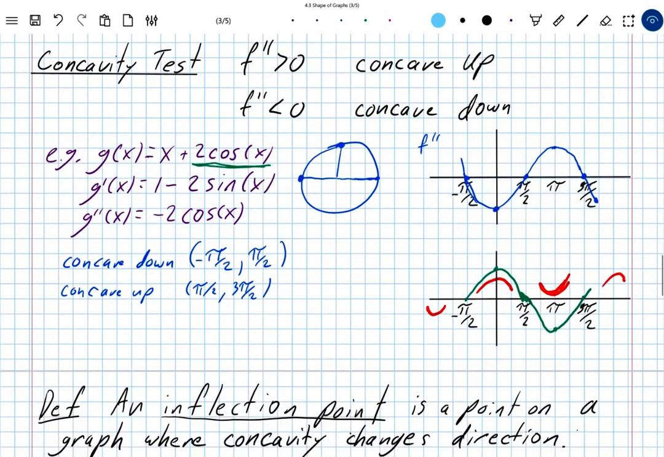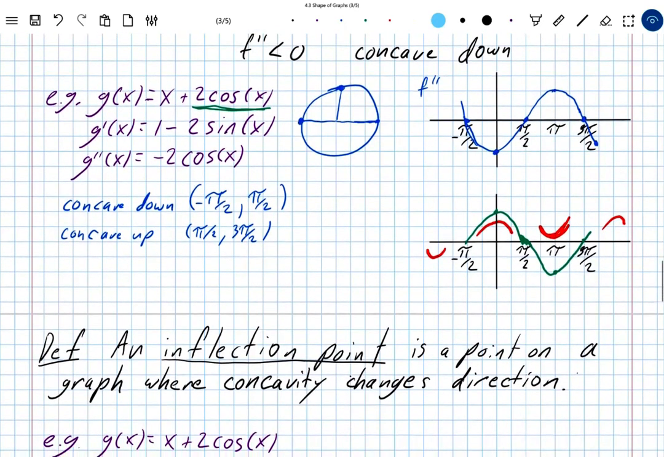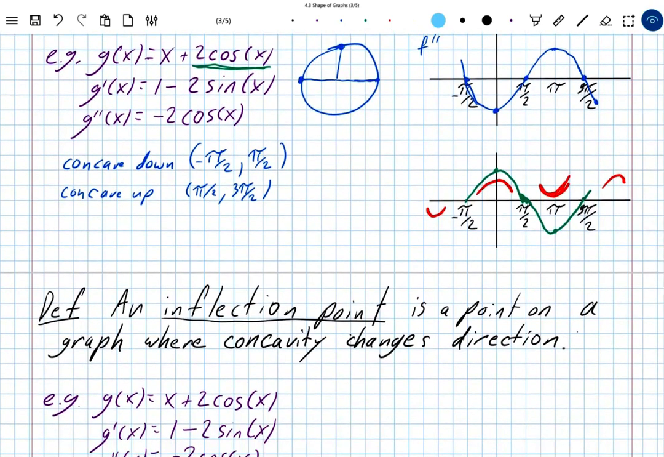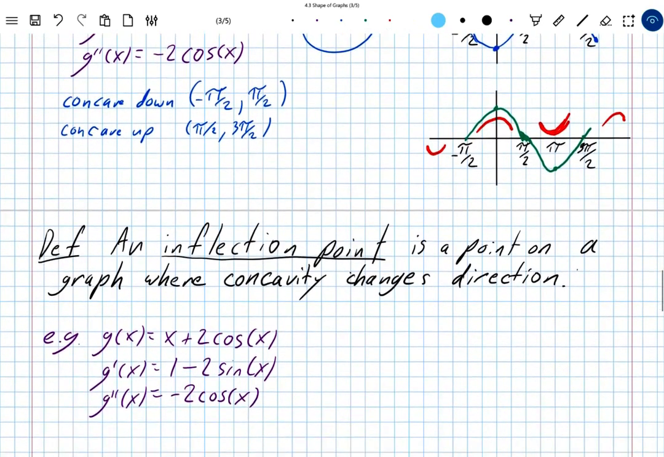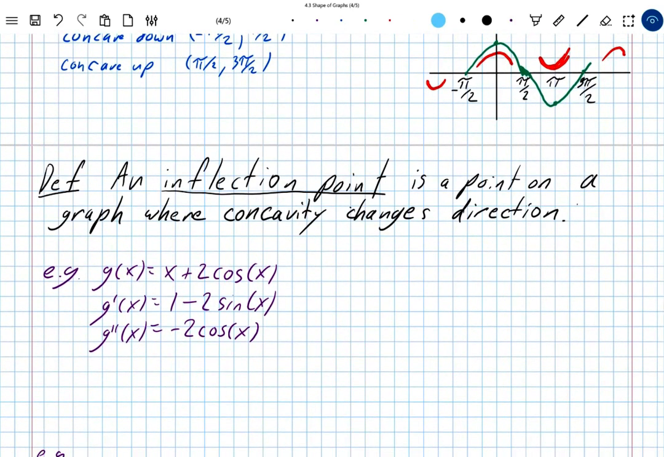Very neat. So what about when it's changing? What about those magic points when it's switching from a positive to a negative concavity? So for instance, this magic point right here, or this magic point right here, or right here, when that concavity is switching. Well, those are pretty important in a lot of fields, and so we have a name for them. They are called inflection points, and that's just a point on a graph where the concavity changes direction from up to down or down to up.